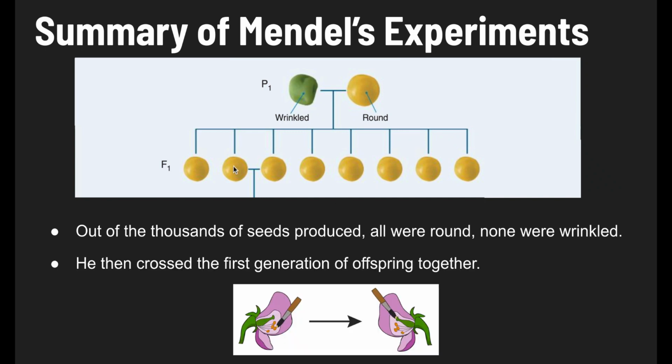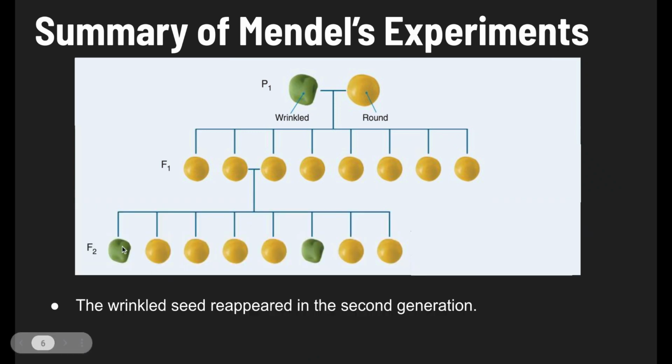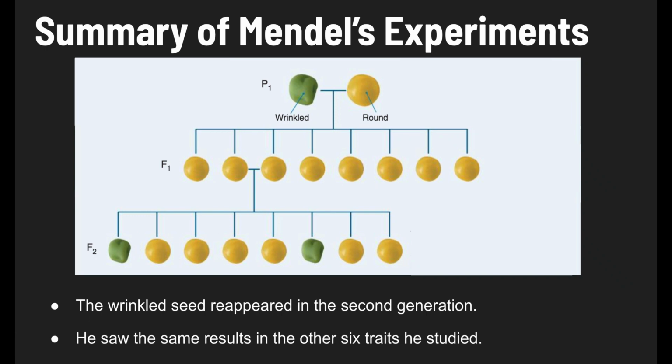So he then took 2 of the offspring, let's say this one and this one, and he crossed them. Here's what he observed. In that next generation of offspring, the wrinkled form, the wrinkled seed, reappeared. So this is now the second generation, and the wrinkled form reappeared there. It wasn't in the first generation, but it was in the second. And he saw these same results for the other 6 traits that I mentioned a couple of slides ago.